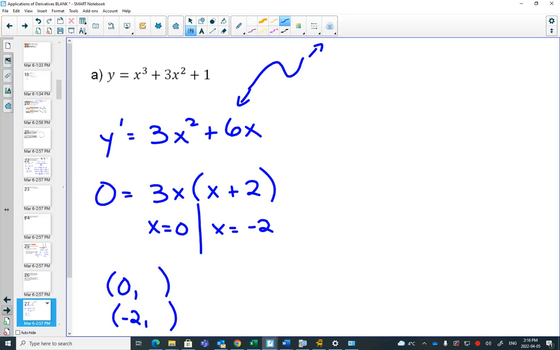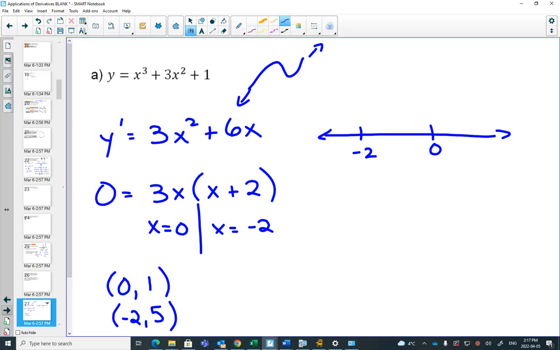If I want to know exactly where they are on the graph, I'd plug them back into my original equation. 0 comma 1. Negative 2 comma, well, negative 8 plus 12 is 4 plus 1. Negative 2 comma 5. We're going to find out what kind of points those are. So I'm going to put them on a number line. I'm going to put negative 2 and 0 on a number line. I'm going to check if my graph is increasing or decreasing.